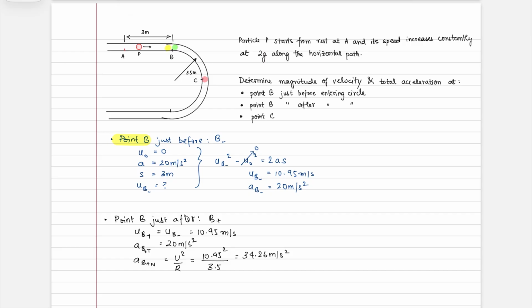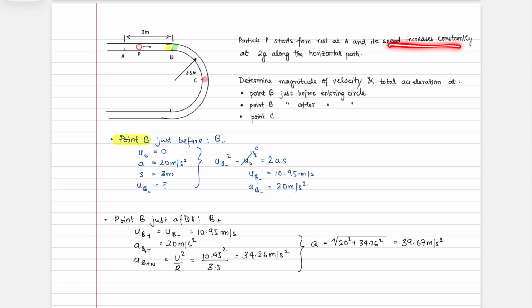So how do you answer the question of the total acceleration? Which one do you pick? Do you pick this or this? Well, neither, because these are components of the total acceleration. So you have to account for the fact that one is going to be aligned tangentially, and then one is going to be aligned towards the center, right? So this here is tangential, and this here is towards the center, and they are perpendicular to each other, which means that the net acceleration A is root over 20 squared plus 34.26 squared, which gives you 39.67 meters per second squared.